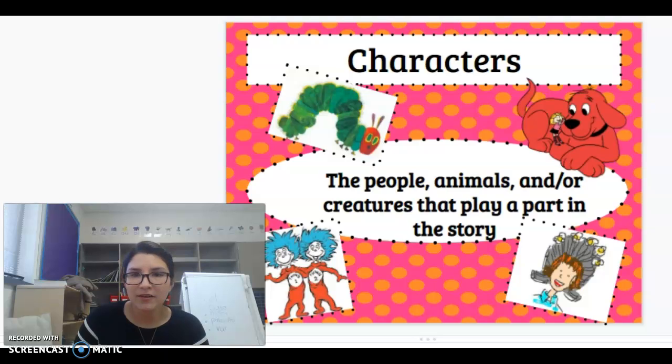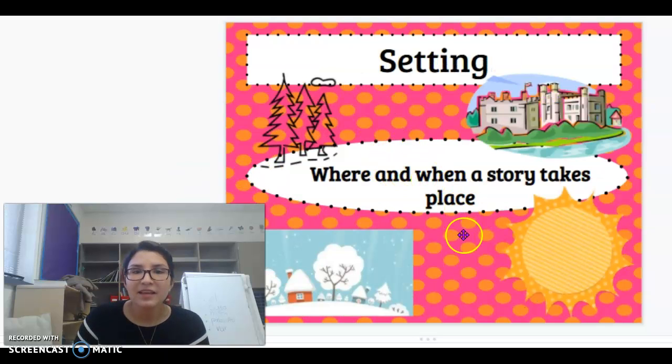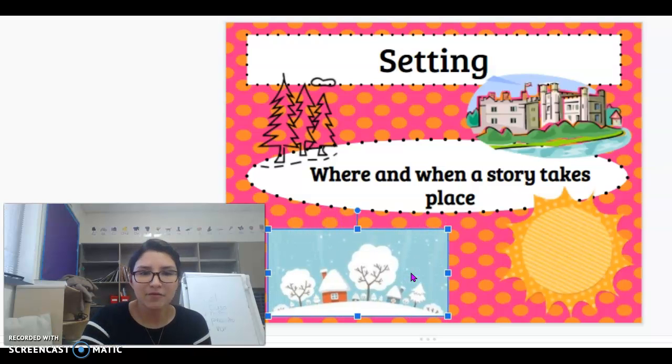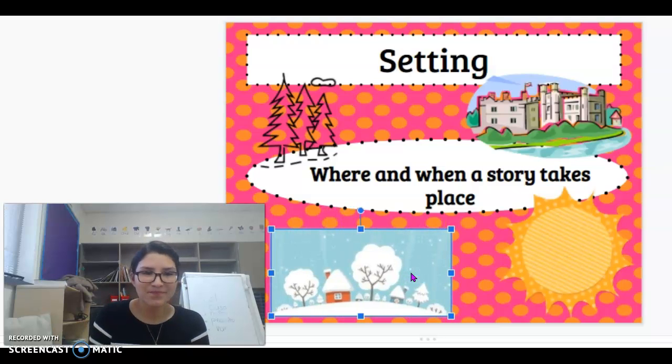So let's go ahead and talk about setting. Setting. I want you to go ahead and think for a moment, what is setting before I read the definition in your own words? Okay. Setting, where and when a story takes place.